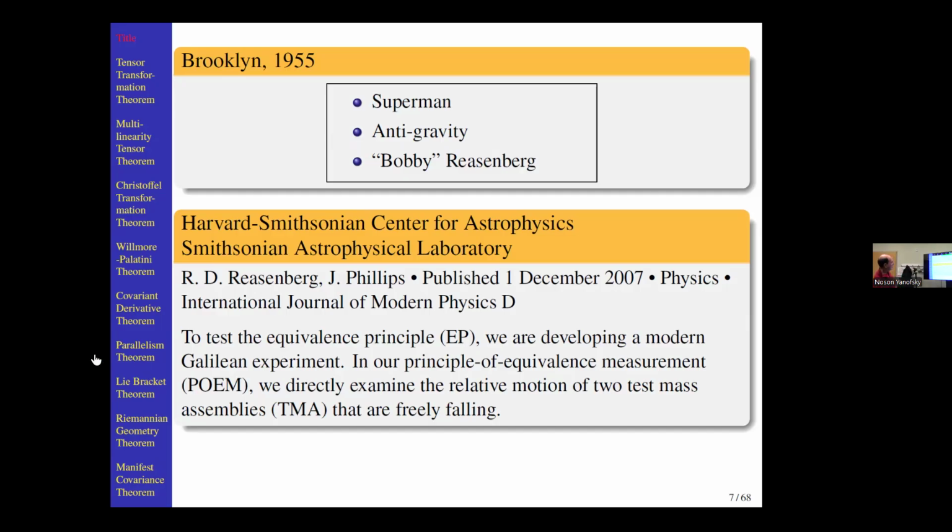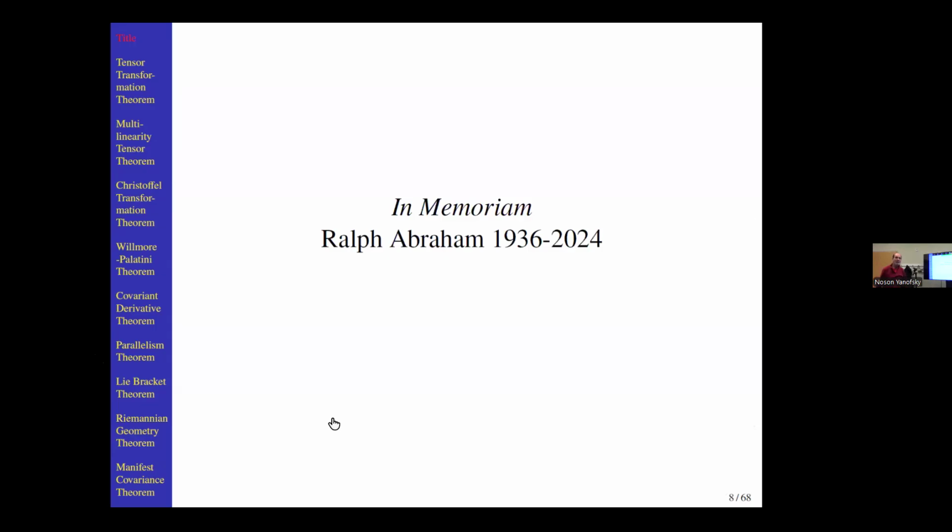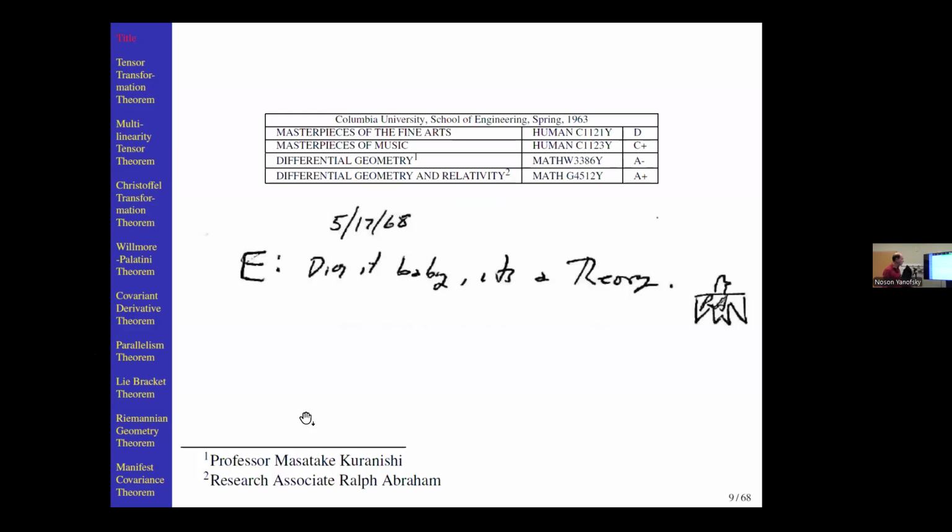That's what that's about. But then later on, I became acquainted with Ralph Abraham, and so I would just want to stick in a little piece here in memoriam, because he was a good friend, a man who encouraged me, and in particular, I took a course with him, and it's the only good grade I ever got in mathematics. I got an A+ from Ralph. He taught a course in differential geometry and relativity theory, which is what this talk is about ultimately. And that was in 1963, Columbia University School of Engineering.